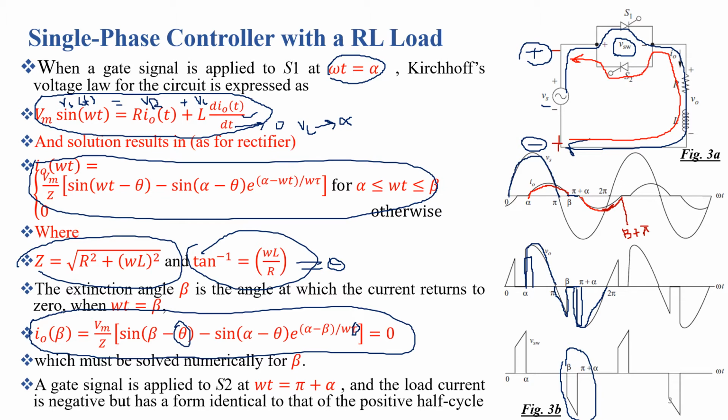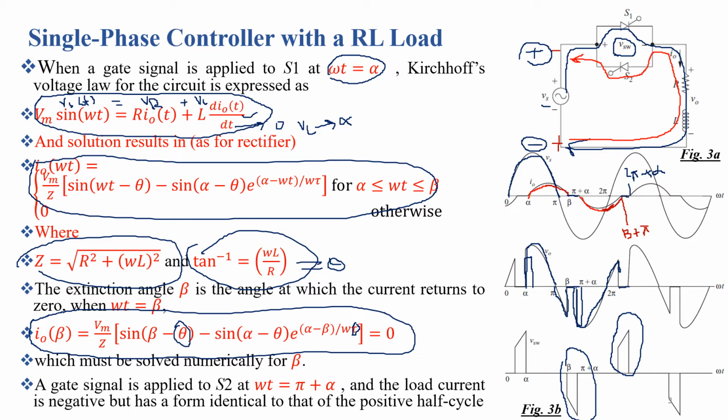So at omega t equal to beta plus pi, the I0 becomes 0, and now S2 is turned off. So for the interval from beta plus pi to 2 pi plus alpha, both the SCRs are once again in the blocking mode, and we are getting VSW, which is the blocking voltage across both the thyristors. So the output voltage again for this interval is 0, and the output current again is 0 for this interval.